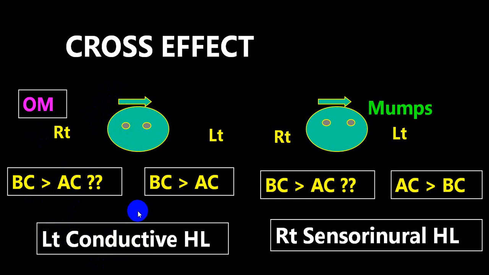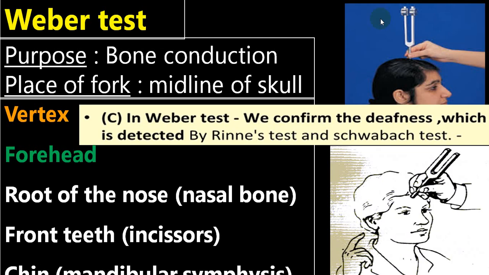So always remember that. And in case of nerve conduction deafness, you will have both air conduction as well as bone conduction both being diminished. So that will be typical in case of a nerve deafness.